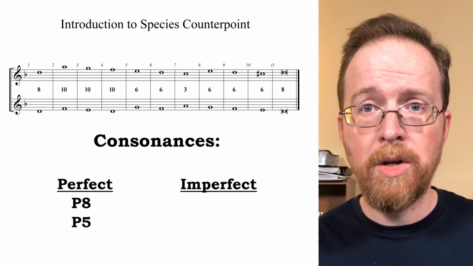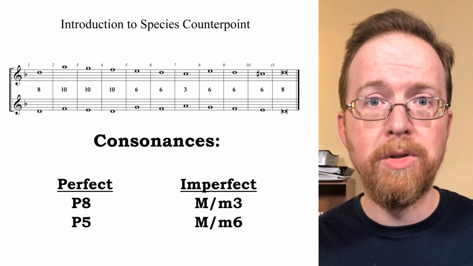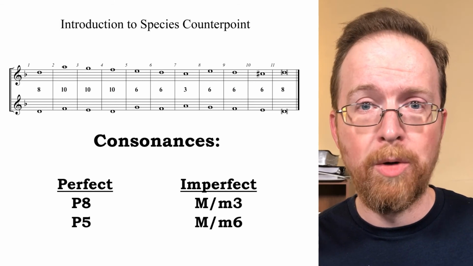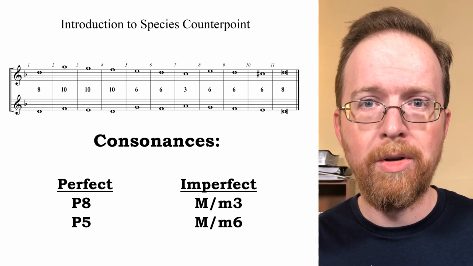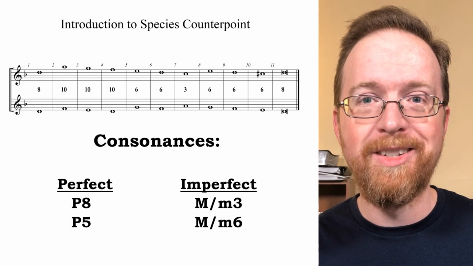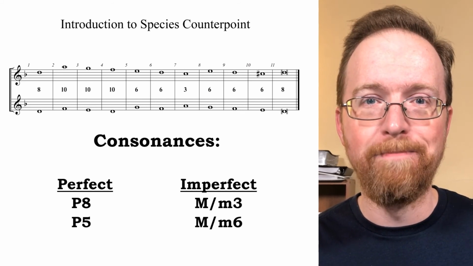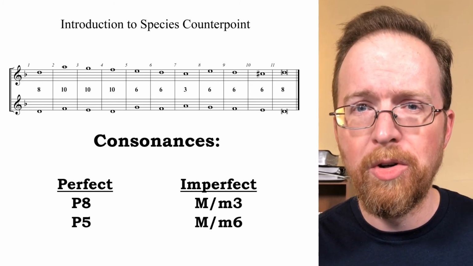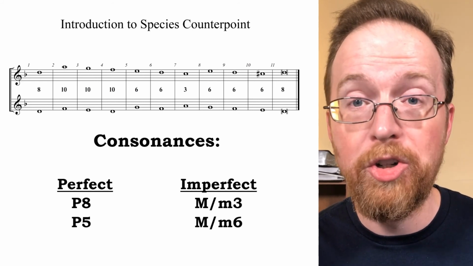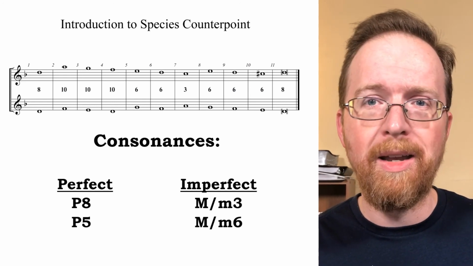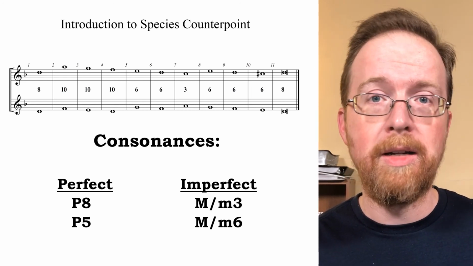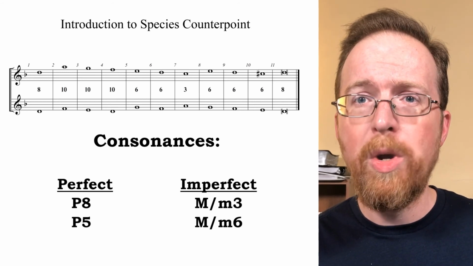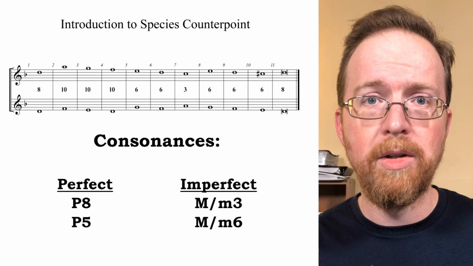Imperfect consonances are the major and minor thirds and sixths. Notice we have a lot of things labeled as tenths. So remember that an octave plus a third, 8 plus 3, equals 10, intervallically. Perfect consonances, although pure, are considered to be austere or rigid in sound, making them ideal for starting and ending a phrase. Imperfect consonances have a much sweeter quality than perfect consonances.